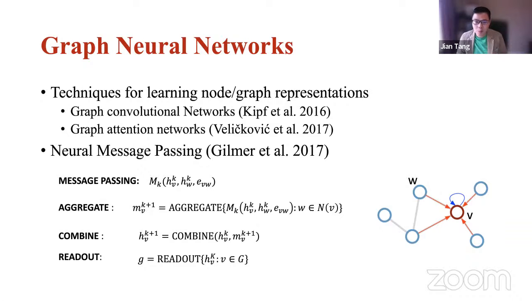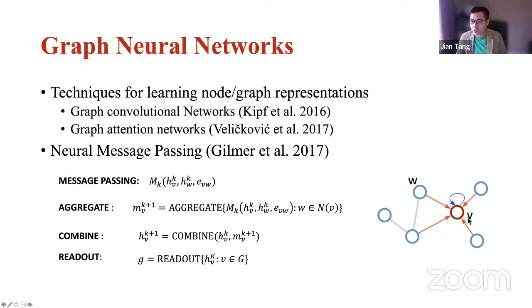So the next question is, how can we combine the messages from the neighbors, which is the M_V^(k+1)? K here is the index of the layer, for example, the k-th layer of the graph neural network. Okay, so we're going to combine the messages from the neighbors with the current node representation. So by doing this, we can get a new representation for the target node.